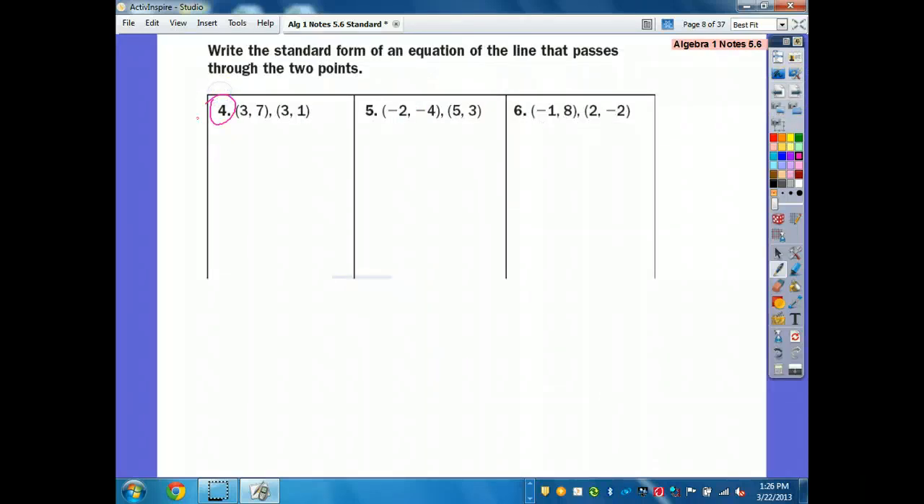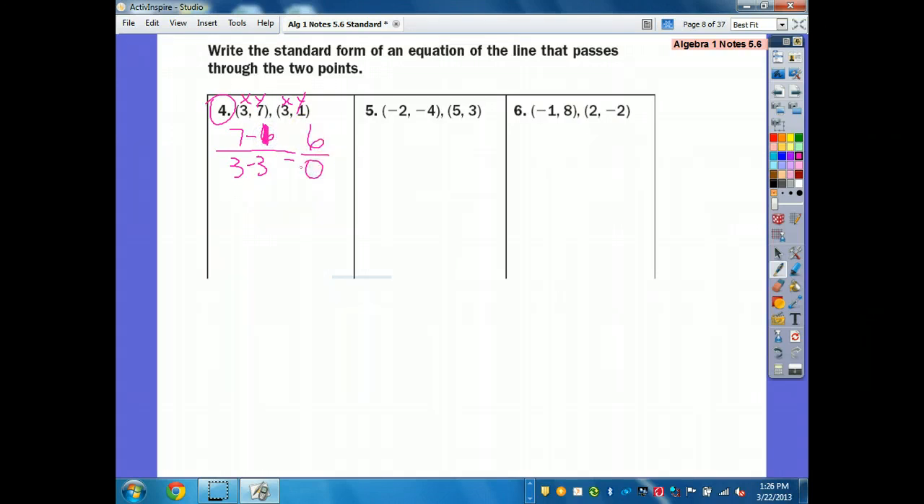Number 4. Here I have an x, a y, an x, and a y. Number 1, I have to find the slope. What do we get when we find our slope? 6 over 0. I'm sorry, what? 6 over 0, because 7 minus 1 is 6, and 3 minus 3, you end up with, oops, 7, I give you the answer, my bad. 7 minus 1 is 6 over 0.